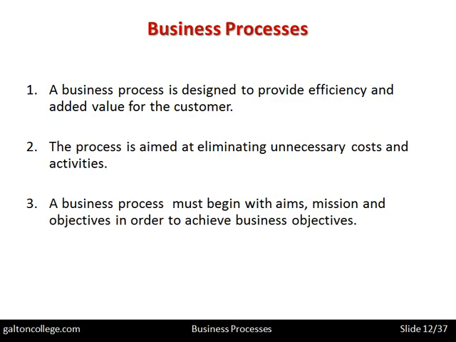A business process must begin with aims, mission and objectives in order to achieve the business objectives. Well, businesses must have aims. They must know what they're doing. They must know what they're trying to achieve. If they don't know that, then they're going to go around in proverbial circles. They're not going to produce anything, and if they do produce it, it'll be very inefficient. So they must have a mission or a set of very clearly defined objectives which will drive the organization. That's what gives the organization purpose.